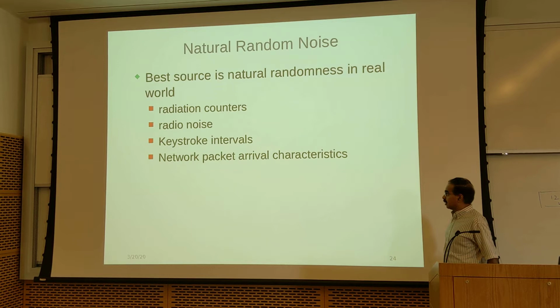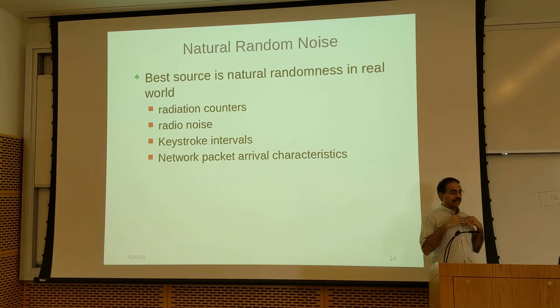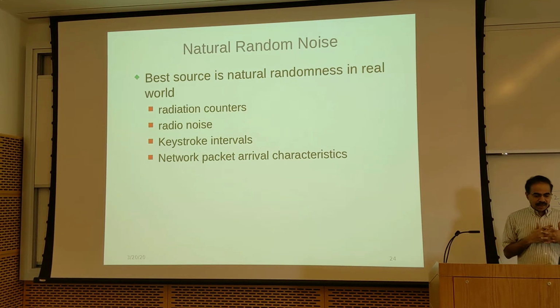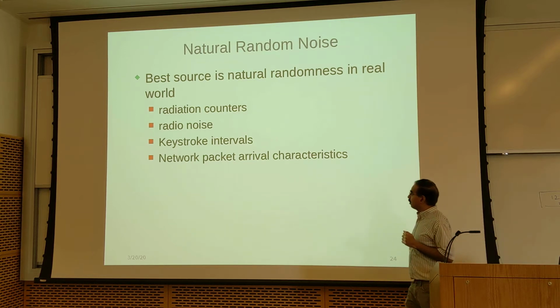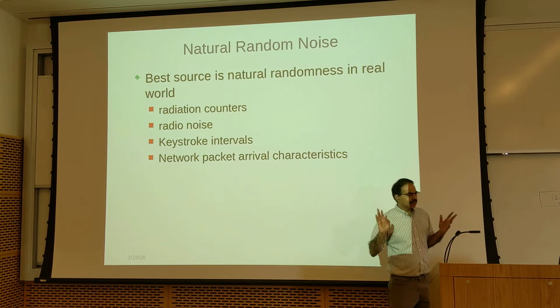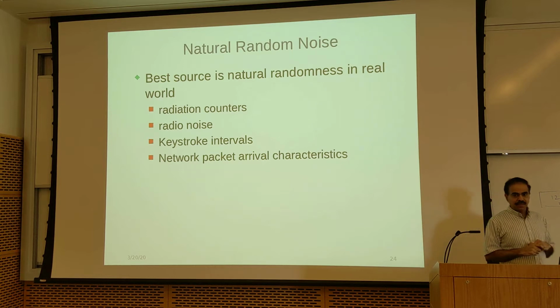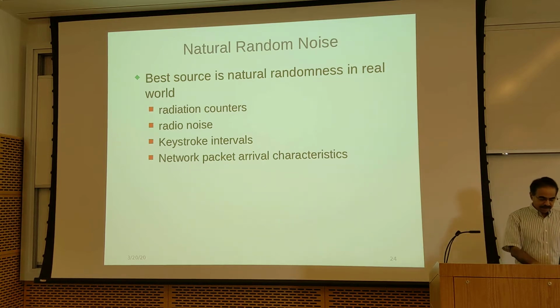And the same thing happens at network packet arrival also. If you look at the average rate of packet arrival, that may be predictable, but if you look again at the nanosecond or even finer granularity, then you're going to see that the inter-packet arrival time is just so variable, right? And that's what we use for generating true random numbers.